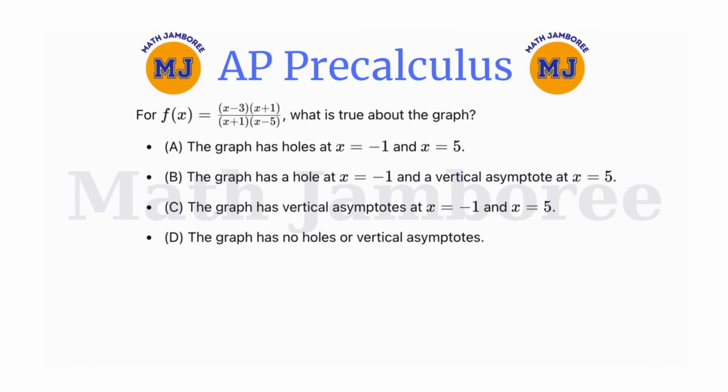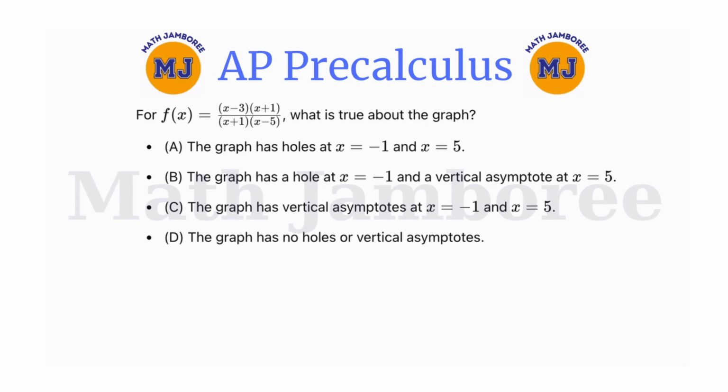Our focus is on the function f of x = (x - 3)(x + 1) over (x + 1)(x - 5). Our goal is to simplify this function and identify the key features such as holes and vertical asymptotes in its graph. Let's begin simplifying f of x.